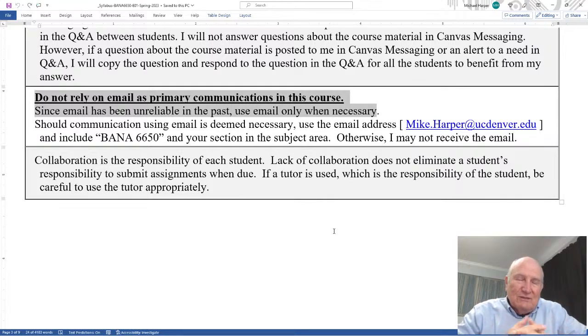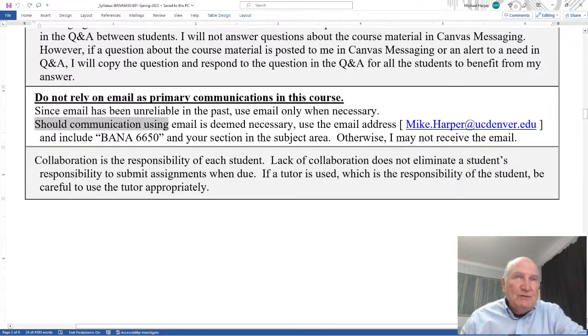So essentially, just use Canvas messaging. That's reliable. Email is not reliable. Okay, but should communication using email be deemed necessary? Sometimes it is. Use that email address, and I'm pretty sure that's what it is right now, and include BANA 6650 and your section in the subject area. Otherwise, I may not receive the email.